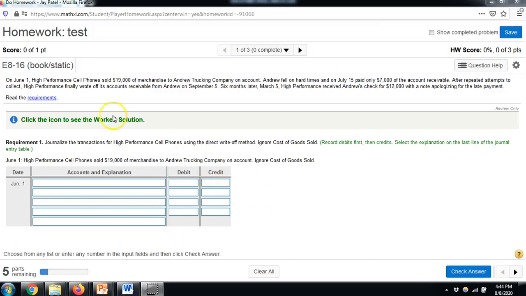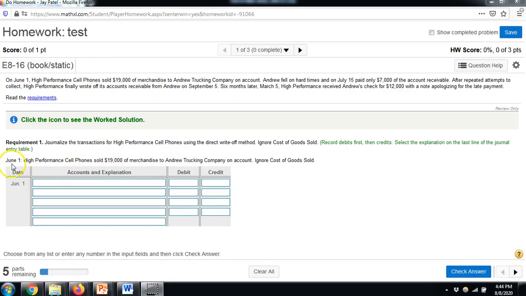So I'm going to work through problem E8-16 from the book. If you want to follow along, just turn to that page. I think it's on page, let's see, page 459. So the first requirement is to journalize a couple of the transactions that they're presenting.